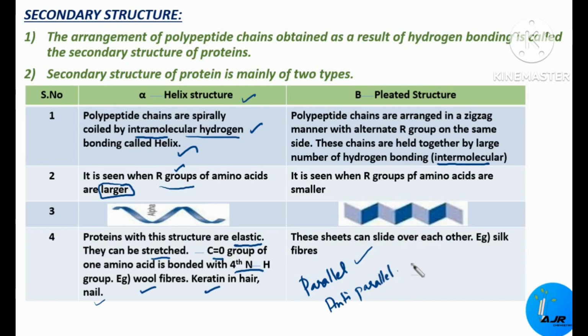So the existence of this pleated sheet structure in solid protein is also confirmed by X-ray analysis, and the chains are found parallel. We can see these parallel beta pleated sheets in keratin, whereas in fibroin we have the anti-parallel arrangement.